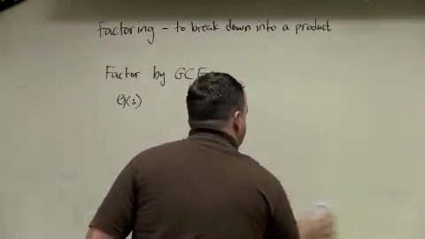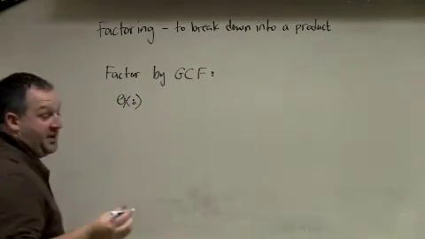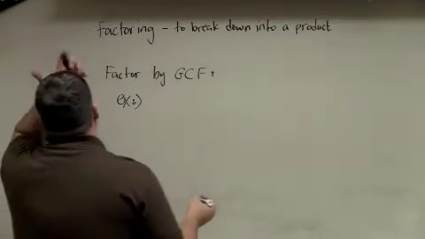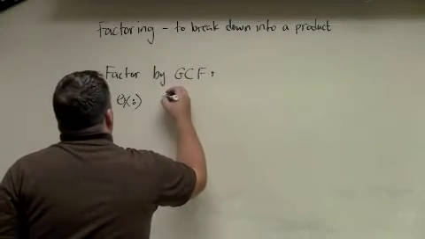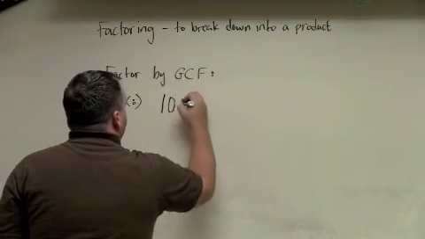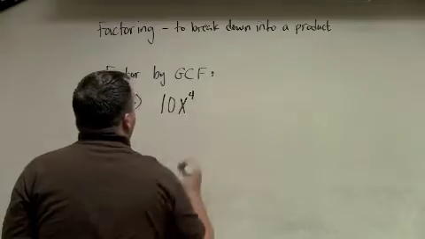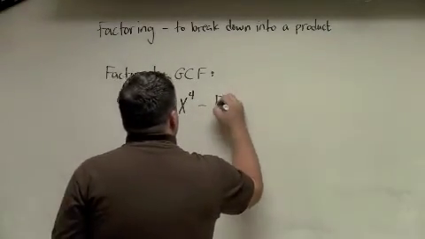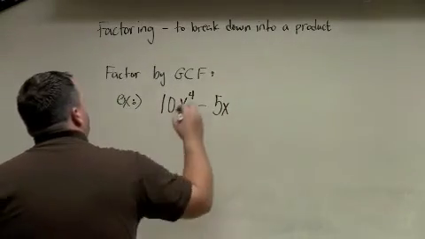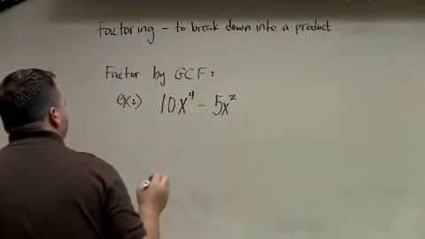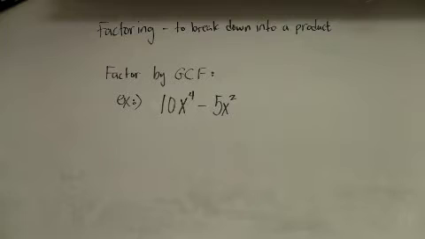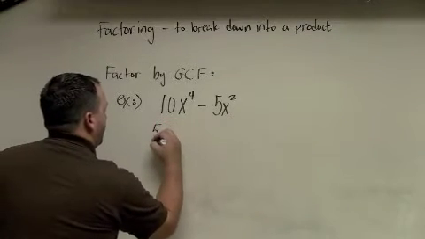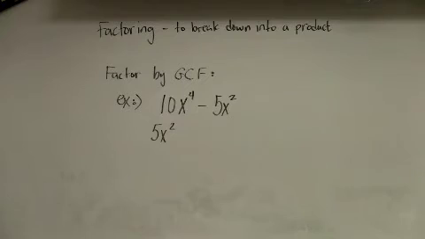So everybody right now, I want you to factor this one by GCF, and I want you to check it. I got to make it up. All right, let's go. 10x to the 4th minus 5x squared. Ladies and gentlemen, I don't think we had any issue with getting this. I don't think we had any issue getting 5x squared as the GCF. Okay? I'm glad. That's good.